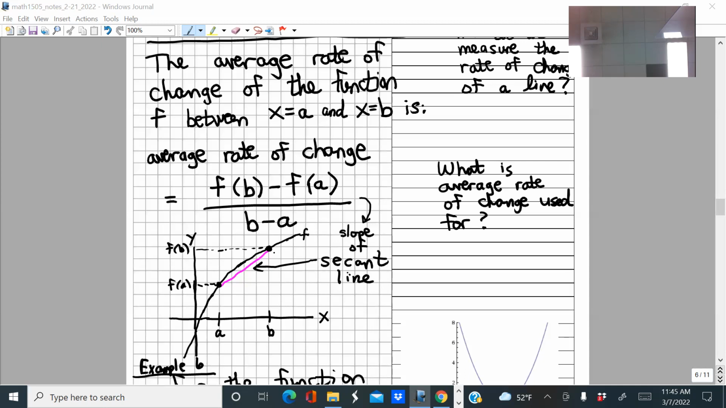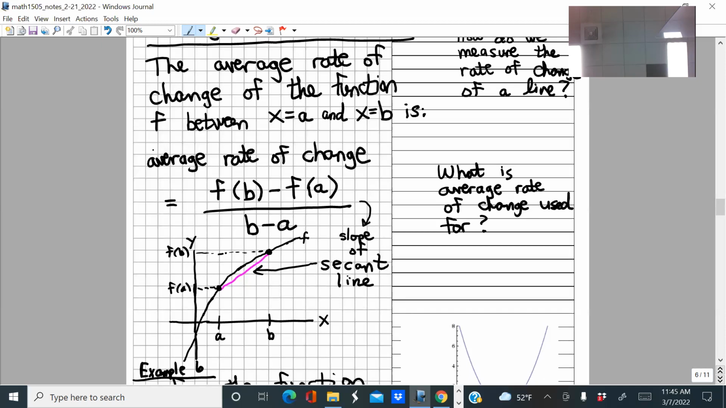So it's this y coordinate here, which is f of b, minus the y coordinate for this point, which is f of a, and then divided by the difference of the 2 x coordinates, b minus a. It's just the slope formula. Now, you might be wondering, why do you put average? Why don't we throw in the word average here? Why not just call this the rate of change from a to b?